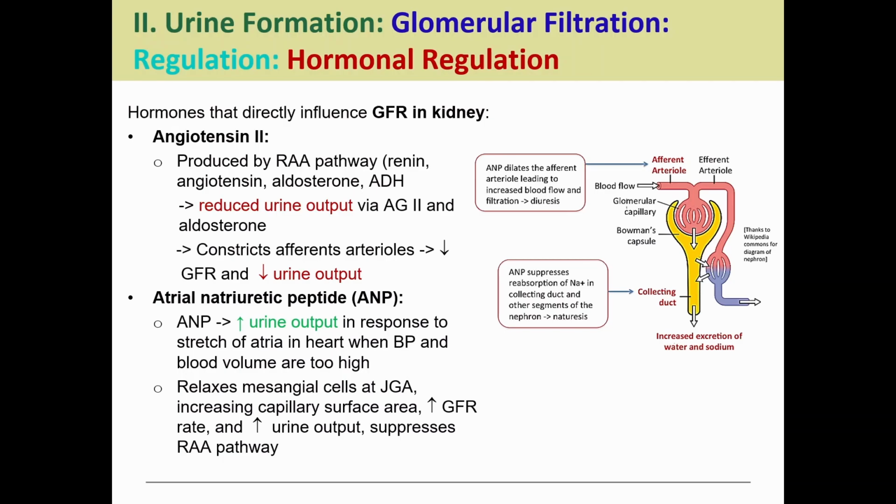We'll get into the RAA pathway a little bit more in a little bit. ANP, or atrial natriuretic peptide, sometimes called atrial natriuretic hormone, or ANH, is going to increase urine output, because it is going to do the opposite. When blood pressure or blood volume is too high, it's going to influence sodium reabsorption negatively. It's going to cause us to not reabsorb as much sodium. But it's also going to relax these mesangial cells at the JGA. This is going to increase surface area, which increases the flow rate, which increases urine output. It's also going to suppress the RAA pathway. Since we are trying to lower blood pressure, we don't need as much angiotensin, since the RAA pathway is involved in increasing blood pressure.